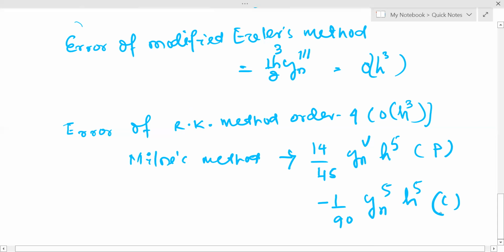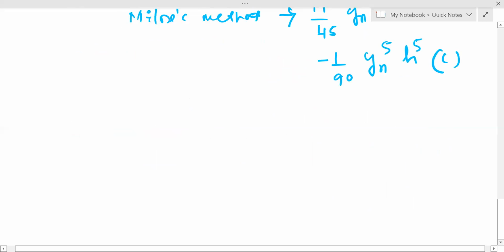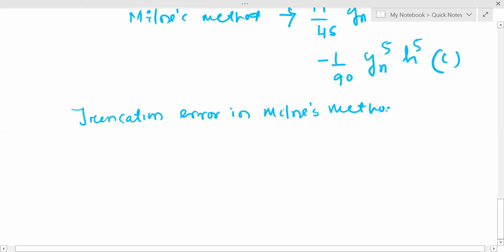So truncation error of Milne's method, simply we can say that order of h^5. Simply we can say that truncation error in Milne's method is of order h^5.